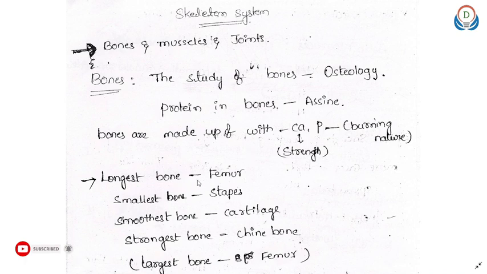The longest bone is the femur, the thigh bone, which I already mentioned. The smallest bone is the stapes. The stapes is present in the inner ear. When we study the ear, we will learn about it.